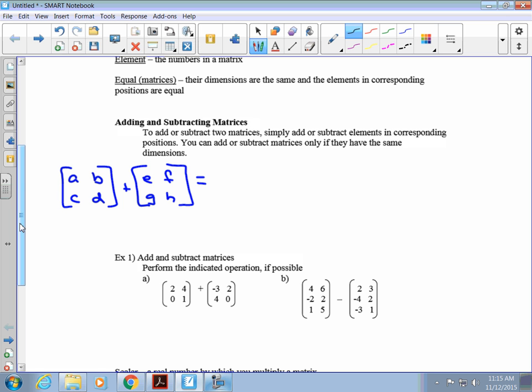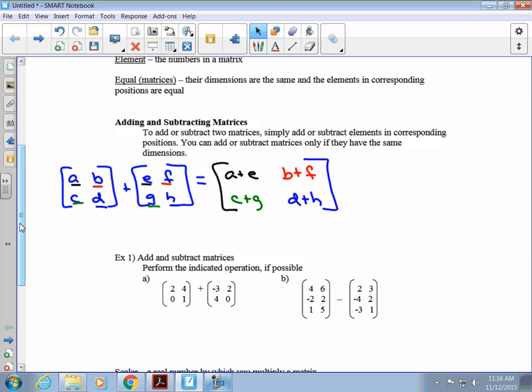So if we look at this, this is going to be A plus E. Then the second one, it's going to be B plus F, because those are the corresponding elements. Then the third one, we have C plus G, so that's going to be row 2, column 1. And then if we look at now row 2, column 2, that's what we would get for our matrices. We would just add those elements up.